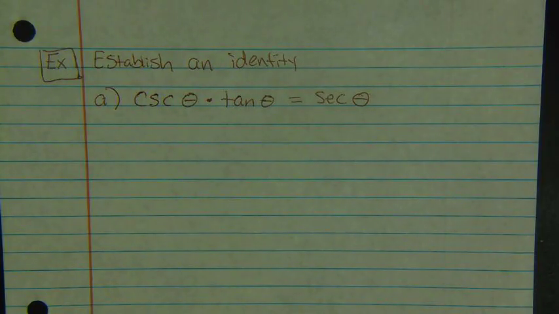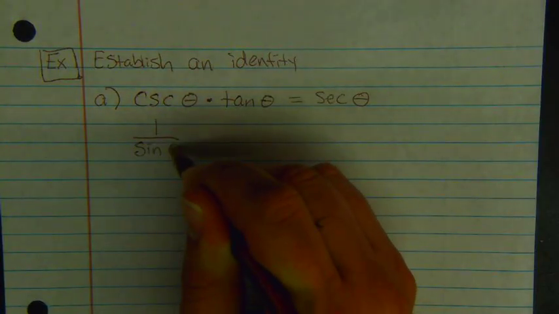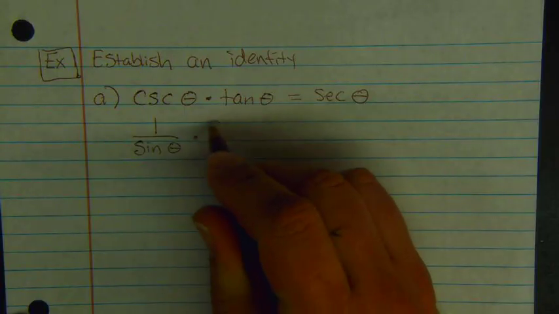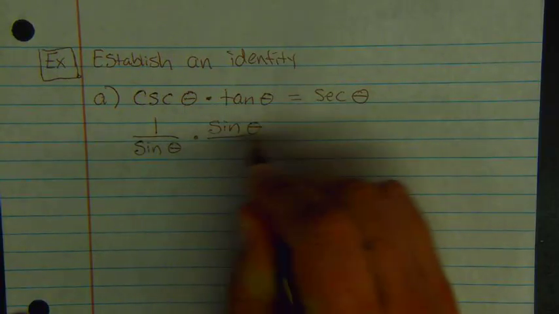So for instance, what's something that you know and you think, I wonder if this would work, or if this would be helpful? Avery. Right. Cosecant's 1 over sine. Let's just write that and see if that helps us. But Avery, what else do you know about tan? All right, let's write that and see what happens.